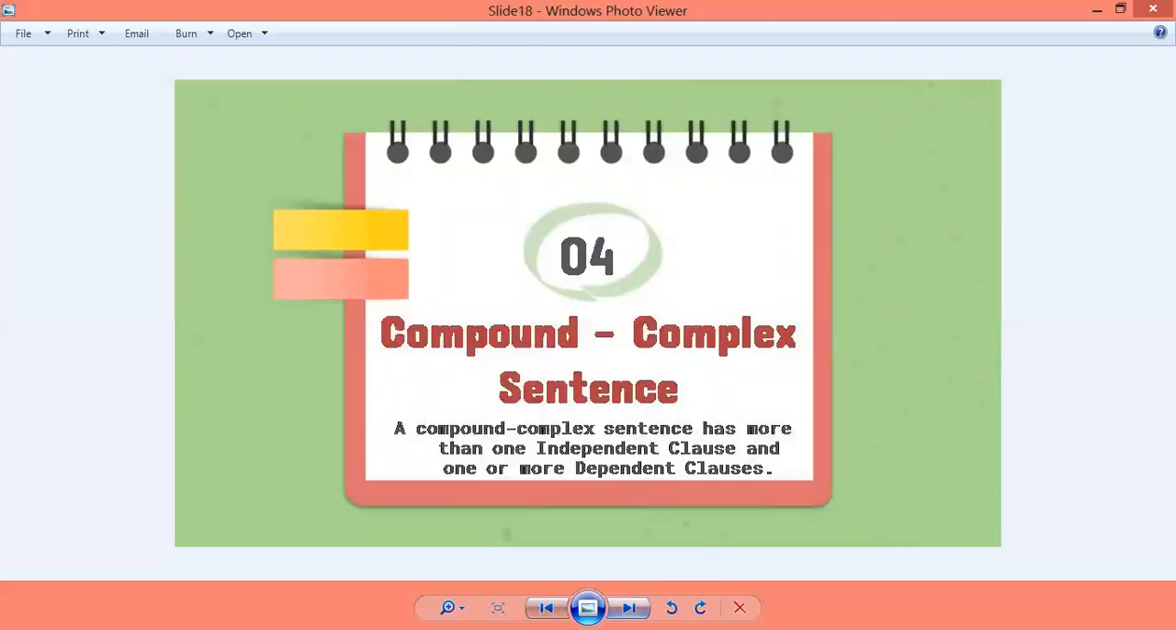Alright, now this is the last type of sentence. हमने compound पढ़ लिया, हमने complex पढ़ लिया, but there is another type of a sentence which is both compound and complex. दोनों combined आते हैं साथ में. Let us see what is there. A compound and complex sentence has more than one independent clause and one or more dependent clause. इसमें independent clause भी है और dependent clause भी है.